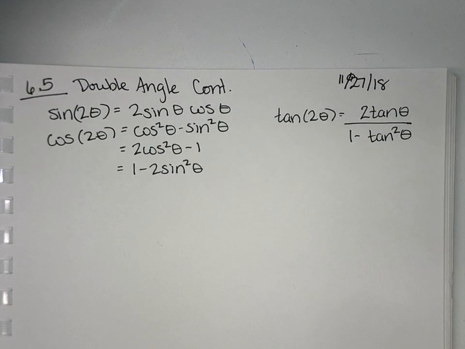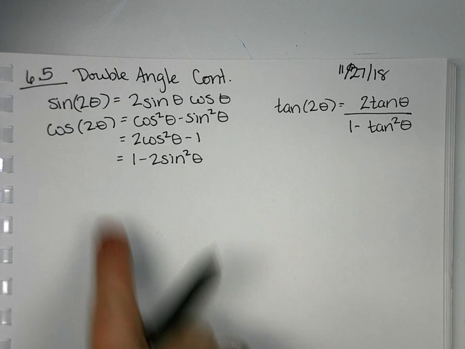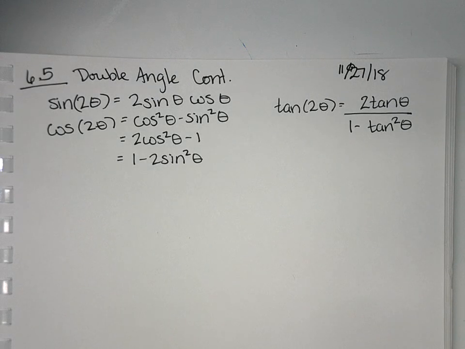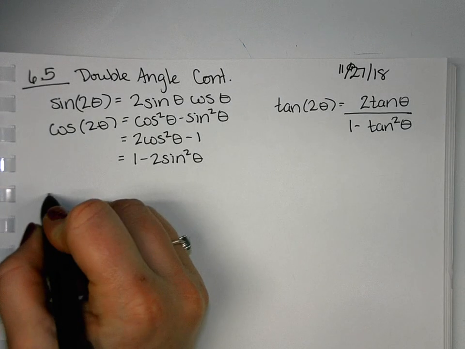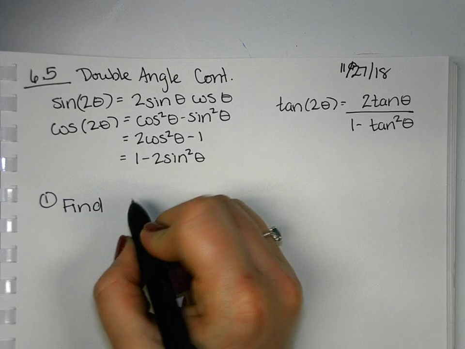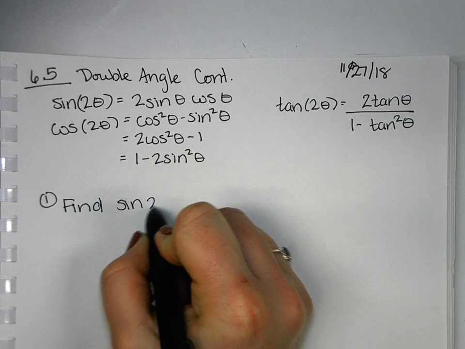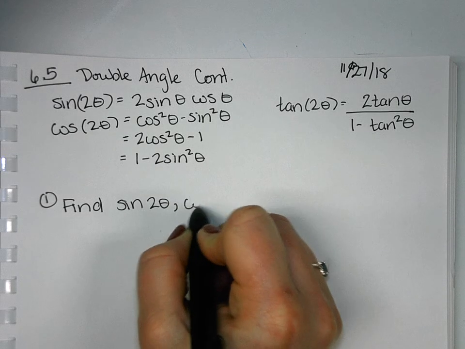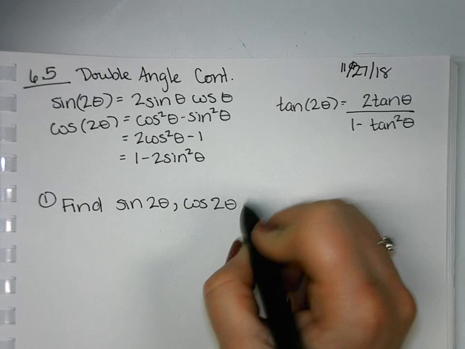Okay, so for 6.5, at the top here I just copied down the formulas we just went over in 6.4. What I want to work on here is how to find information when we're given our problems in triangle form. So we're often given problems that look like this, where we're asked to find sine, cosine, and tangent. So that's what we're going to do.